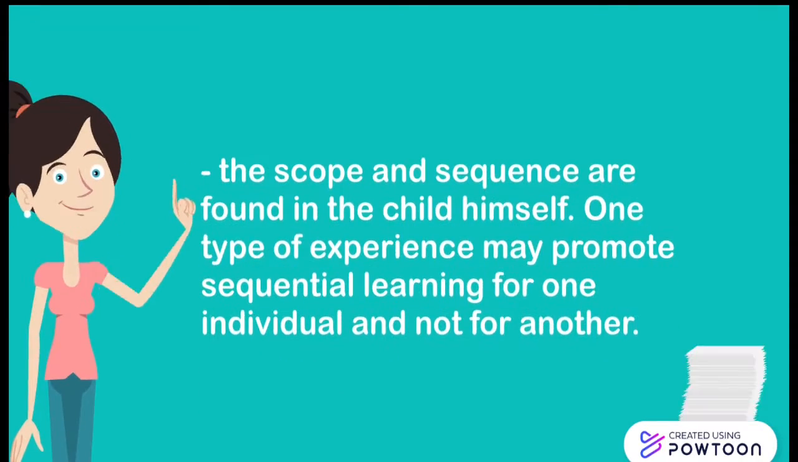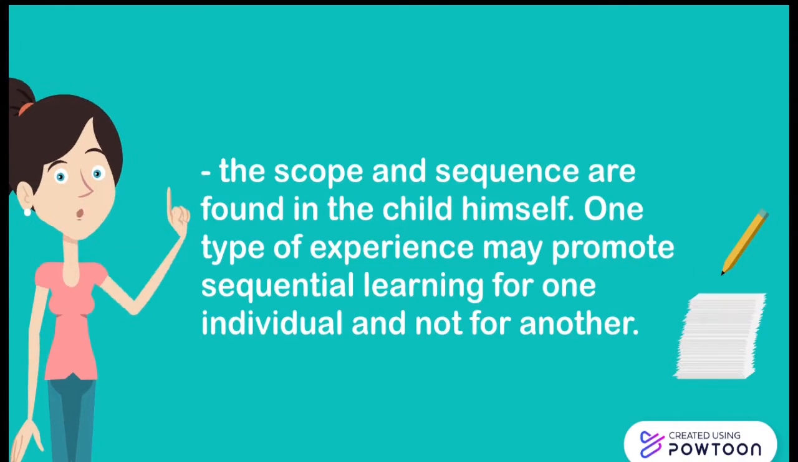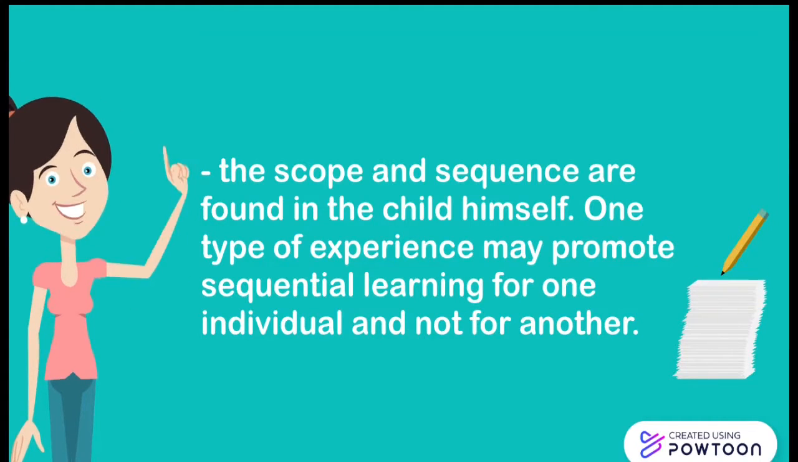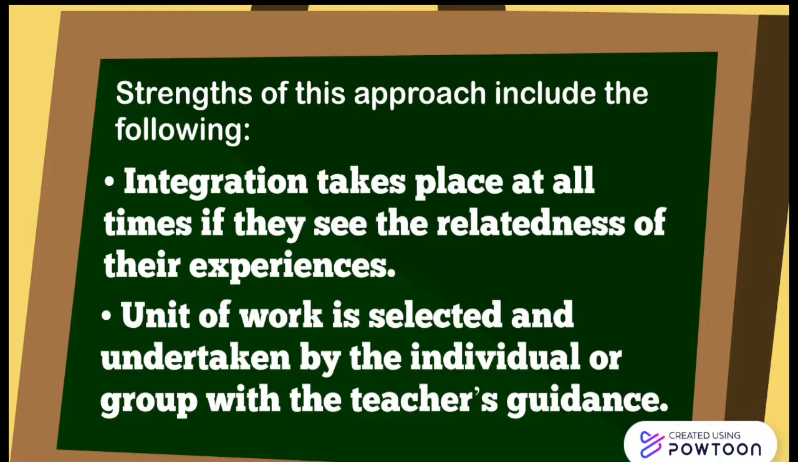The scope and sequence are found in the child himself. One type of experience may promote sequential learning for one individual and not for another. Strengths of this approach include the following. Integration takes place at all times if learners see the relatedness of their experiences. Units of work are selected and undertaken by the individual or group with the teacher's guidance.